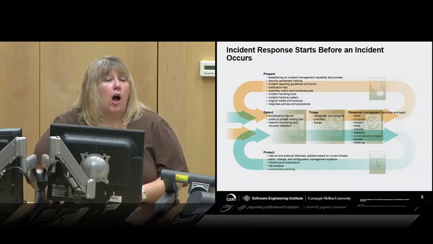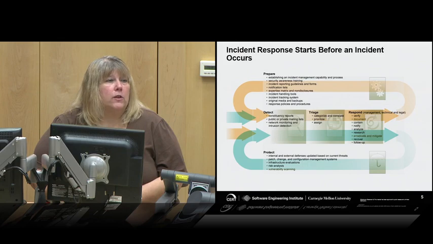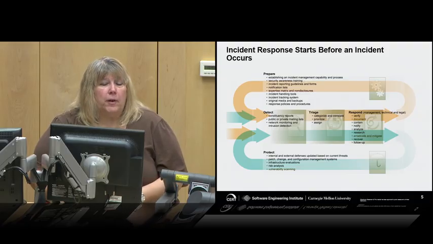Do I have logging turned on so that I can understand what's going on and capture information? Do I have tools to analyze my logs? Do I have tools in place to help me do trending to see what type of incidents have been occurring over the past year or over a particular period?